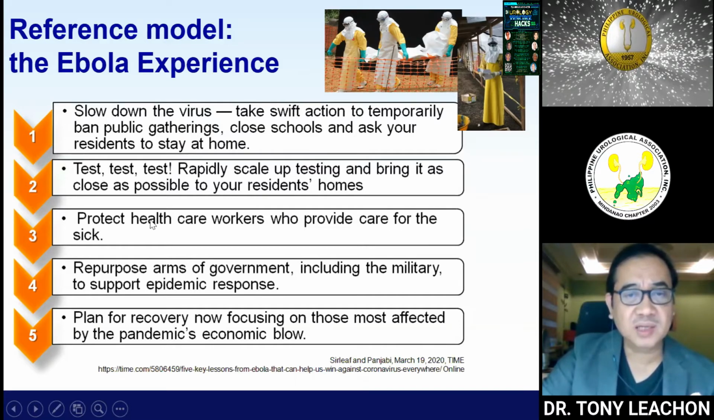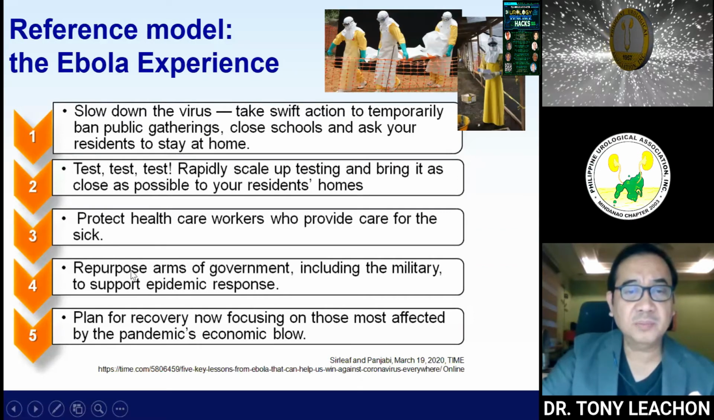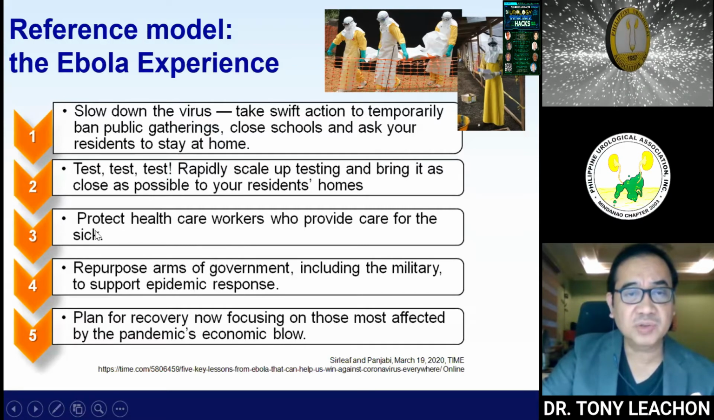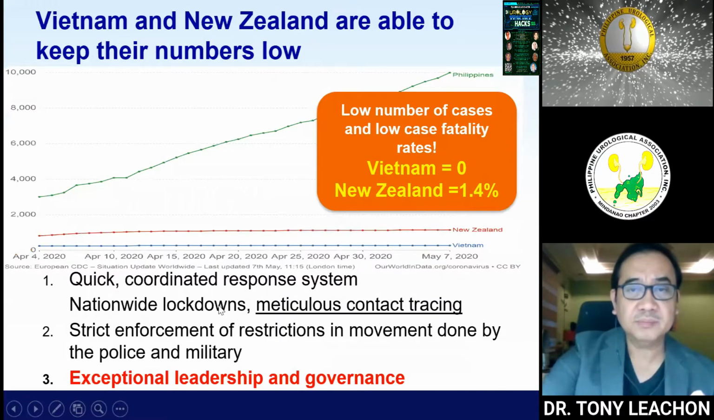We need to understand that we need to protect the healthcare workers at all costs, who will provide care for the sick, and then repurpose the arms of the government, and that is the uniformed personnel, to support the epidemic response, to urgently deliver PPEs and other medical supplies. Once all the health measures have been undertaken, that is the plan right now for the economy to open.